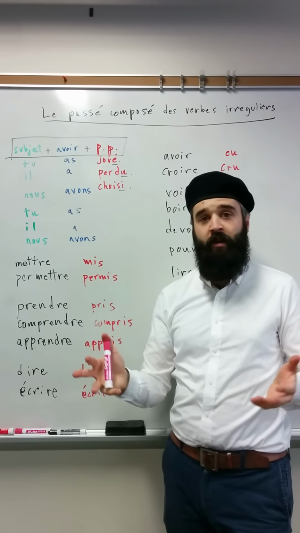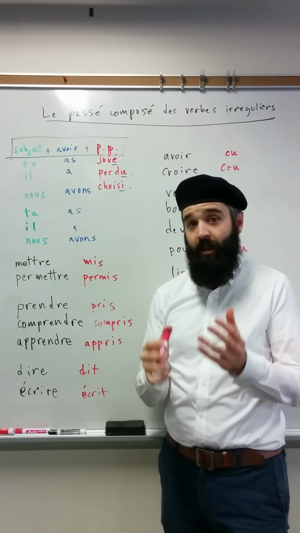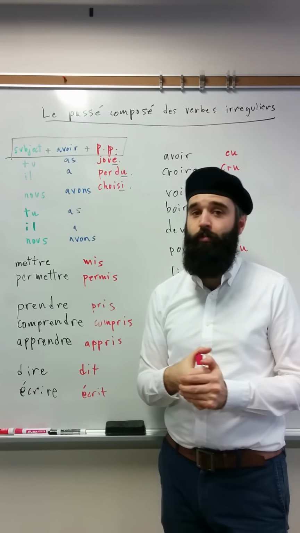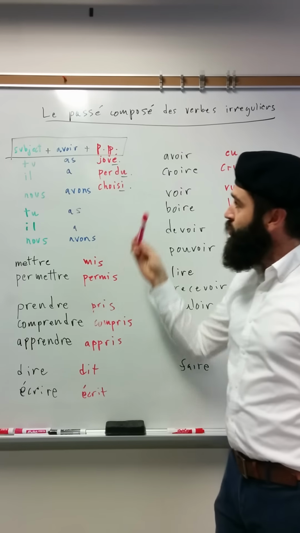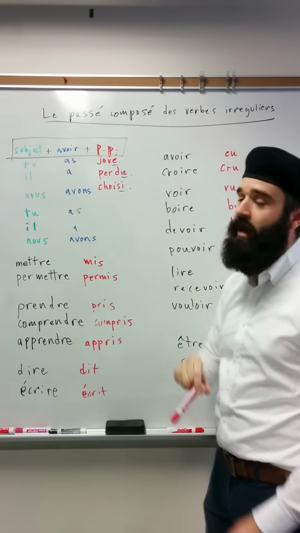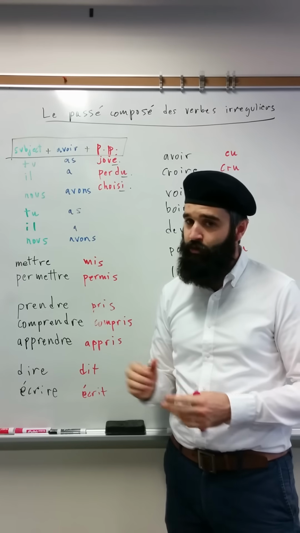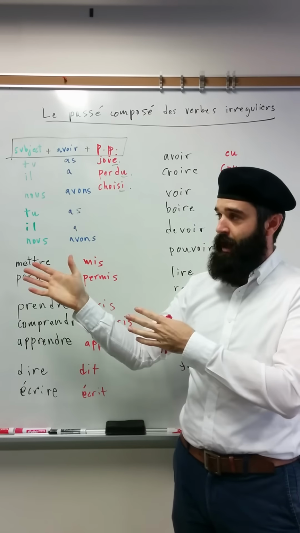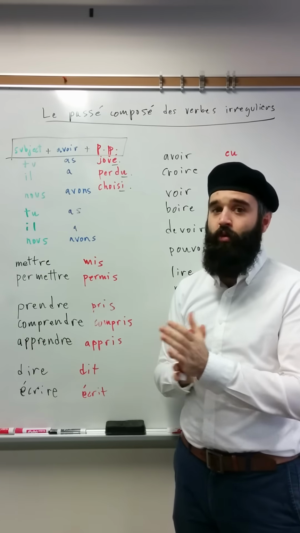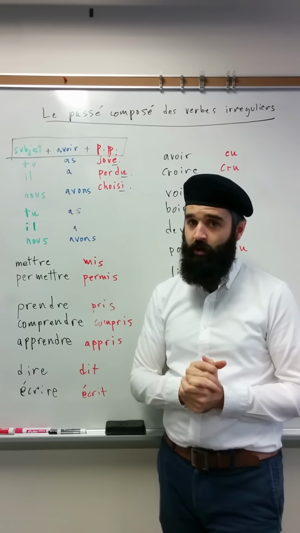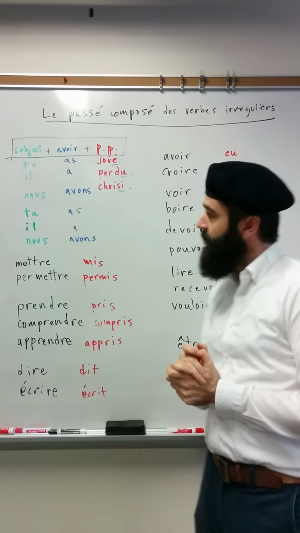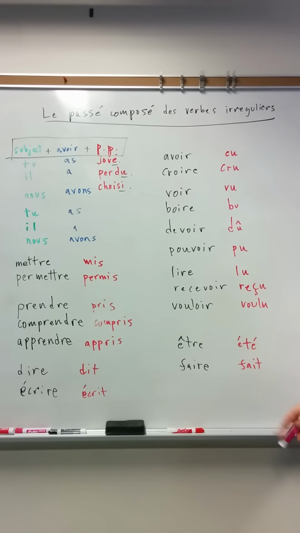But what about if you want to put an irregular verb into the past tense? You cannot do that. Okay? Just as we had to learn how each of them are conjugated, we're now going to have to learn the passé composé for each of those verbs. And conveniently, I have them here for you.